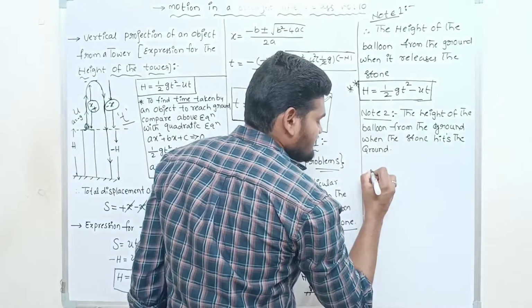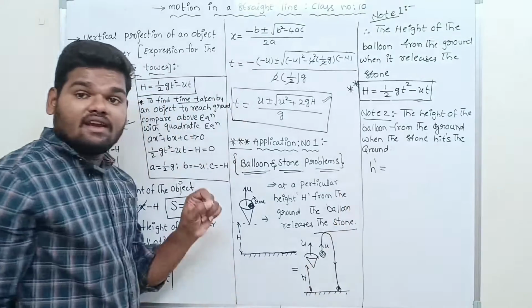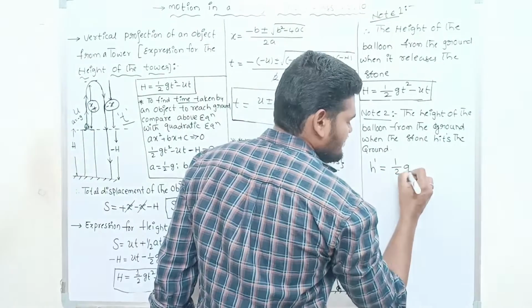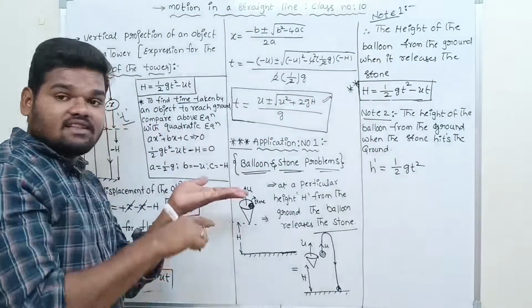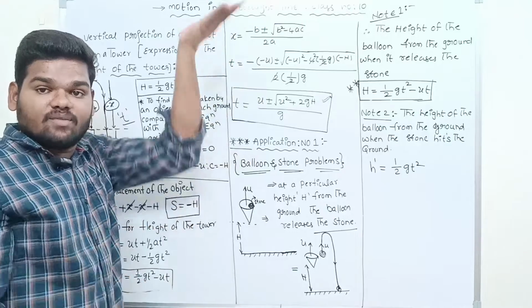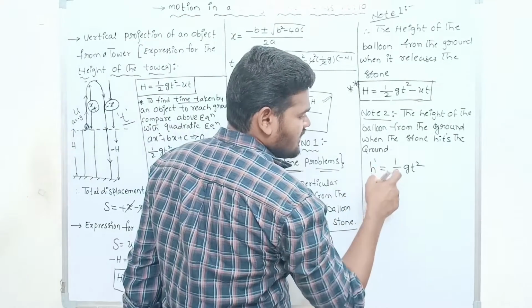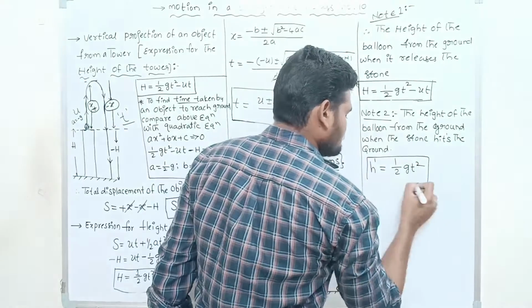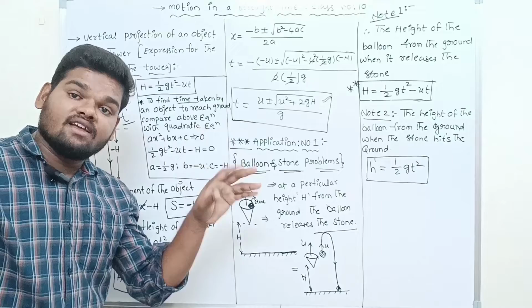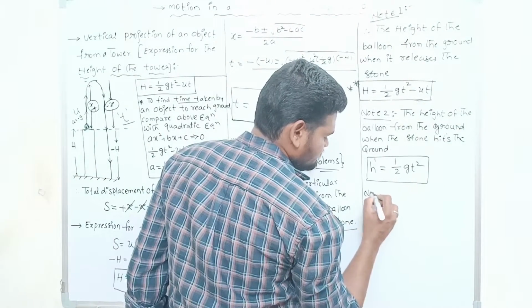So let us consider from the ground h dash is the height of the balloon, and its height is given by half g t square when the stone hits the ground. What is that? h dash is equal to half g t square. So from this formula you can find the height of the balloon from the ground when the stone hits the ground. Right. Note number 3.